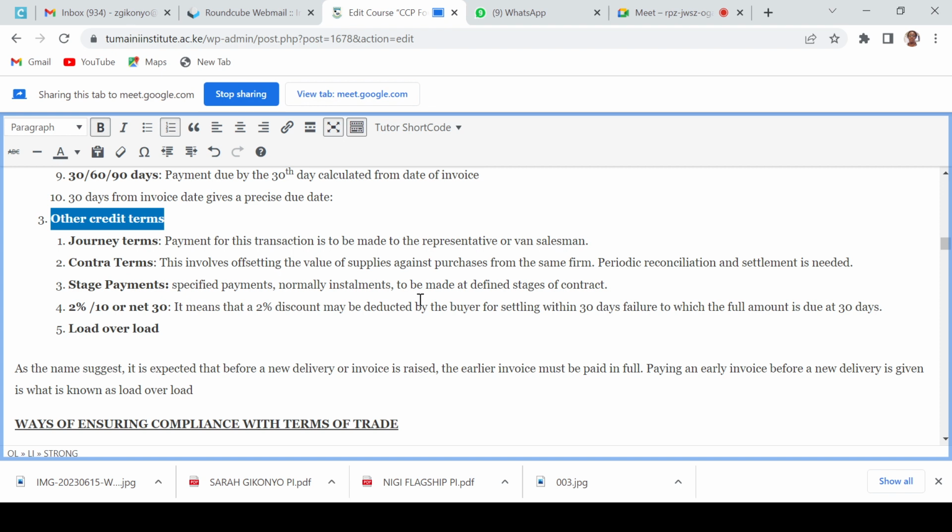Lakini tunafanya offsetting. So hiyo ndio tunaitanga contra terms. Na inaweza kuwa kuna credit facility days ziko pale venye tumeziongea, lakini mtakuja kufanya contra terms by offsetting those payments. Then kuna ingine tunaitanga stage payments.